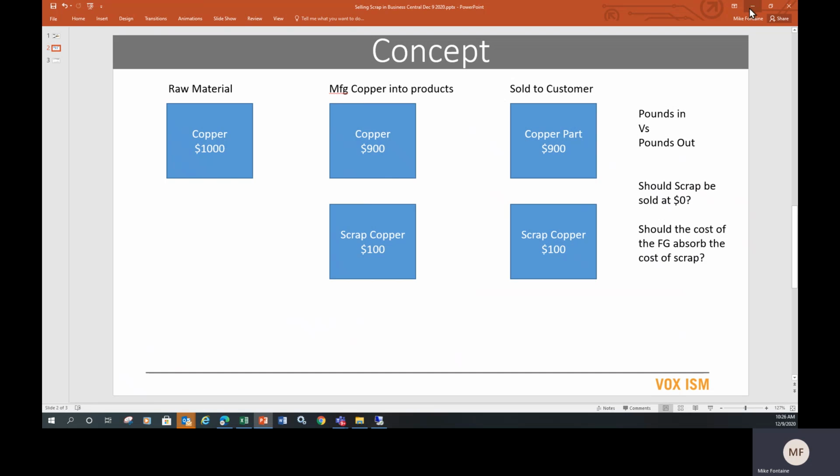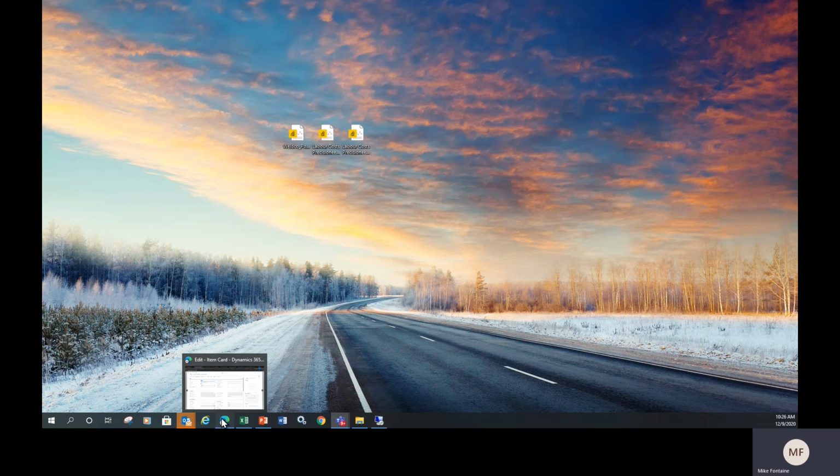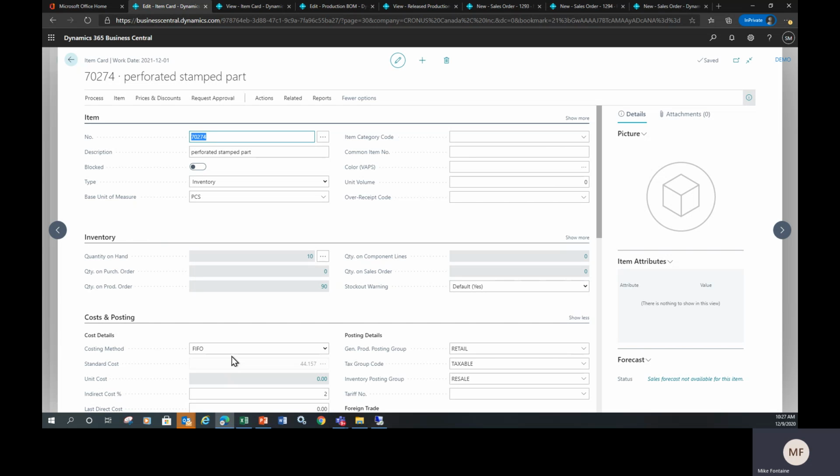So how would we do this? How do we set it up in Business Central? Let's go in and take a look. First thing, we have our part number. In this case, it's a perforated stamped part. No big deal. Finished good.